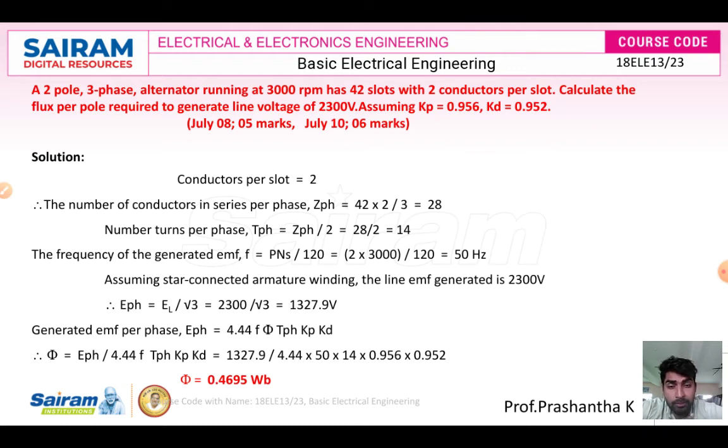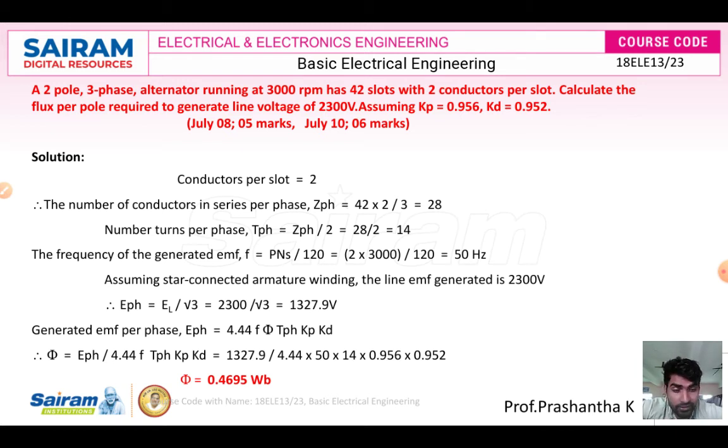So the line EMF they have given, right? Assuming Kp is equal to 0.956 and Kd is equal to 0.952. Conductors per slot is equal to 2, and the number of conductors in series per phase, Z phase, is equal to 42 × 2 divided by 3, that is, number of slots into conductors per slot by phases. Why have we taken 3 here? Because it is a 3-phase AC generator, or 3-phase alternator. That's why we have taken 3 phases.